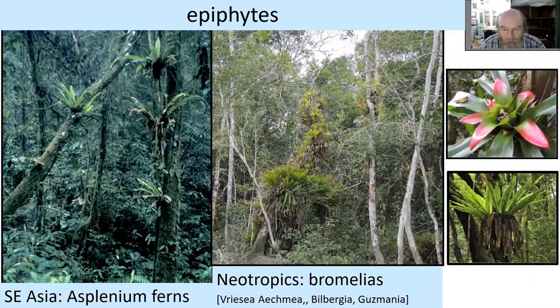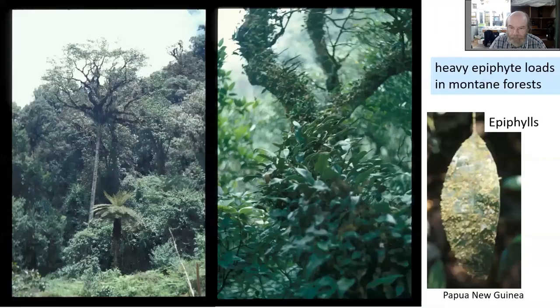So much for lianas. Now let's move to epiphytes. There are two prominent examples, Southeast Asian Asplenium ferns and the bromeliads from the neotropics. Epiphytic loads can be very heavy, especially at high elevations. Epiphytes are basically growing in an arid environment. It's basically an environment which has no contact with soil, and that's why they are sensitive to humidity and prefer highly humid, higher elevations.